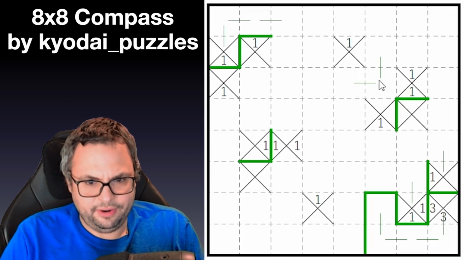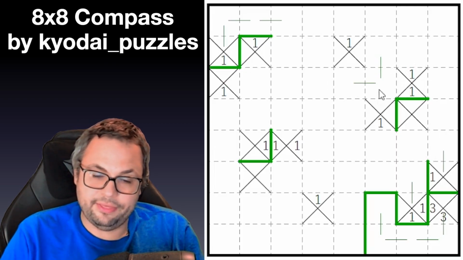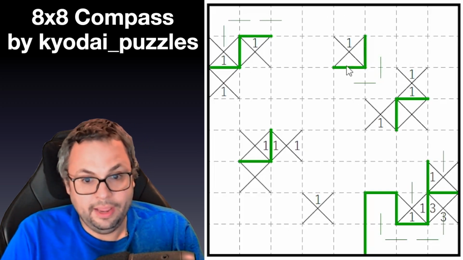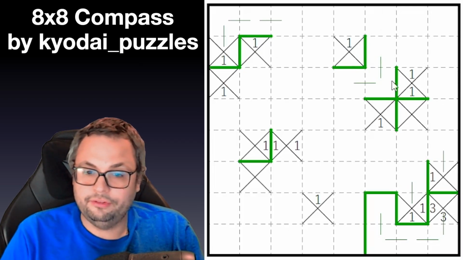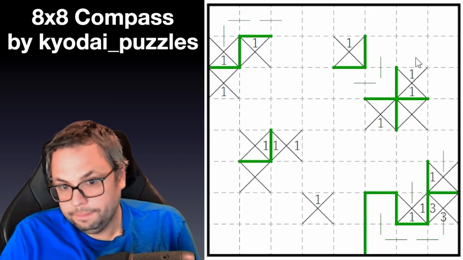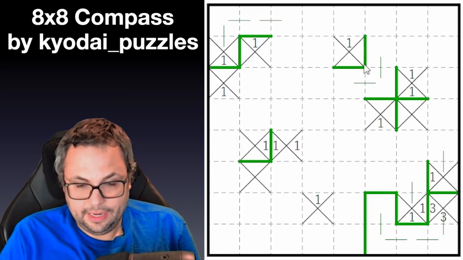Sorry, it doesn't have to go through... I put one more cell than I'm allowed to put. It has to make it through this corridor, because it can't go through that corridor. And I know that this is a different compass, so I can do that.